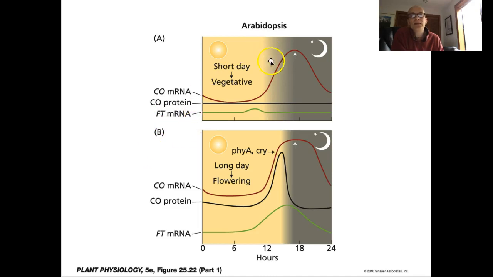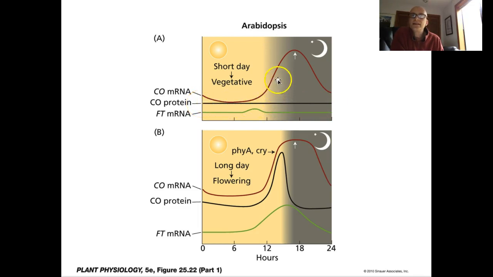So what happens in Arabidopsis is that in short days, the plant is vegetative, so it doesn't grow until the days become longer. And at that time, while the days are short, the constans mRNA cycles periodically, right? It goes up and it goes down. So at night, it goes up, and then when the light comes on, it gets degraded. But it turns out that the protein, the constans protein, doesn't actually change at all in its transcription.